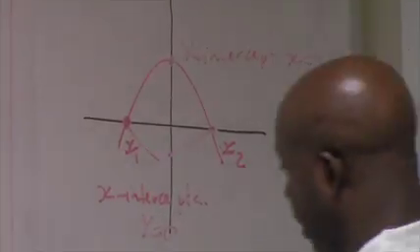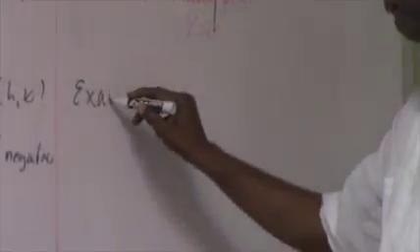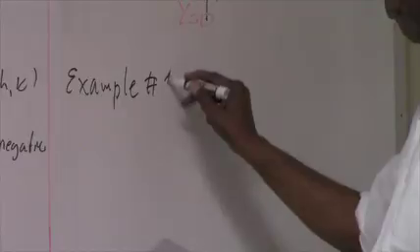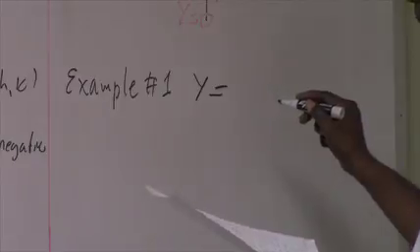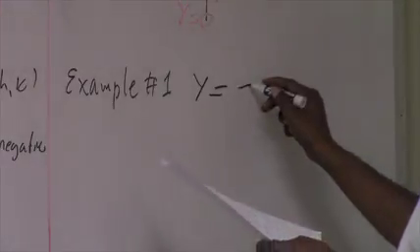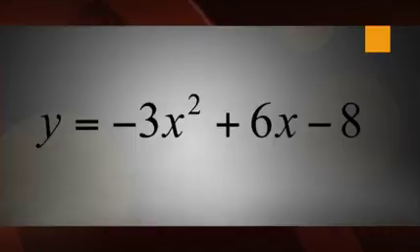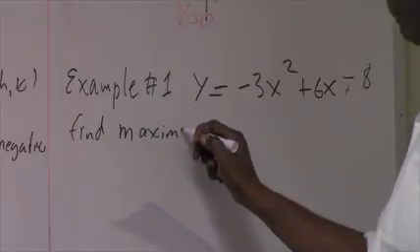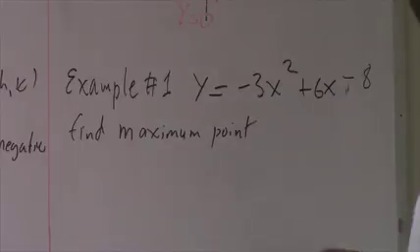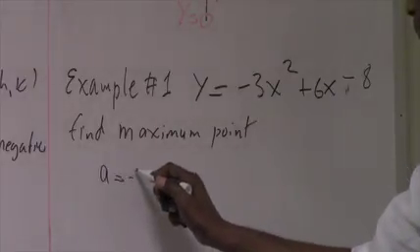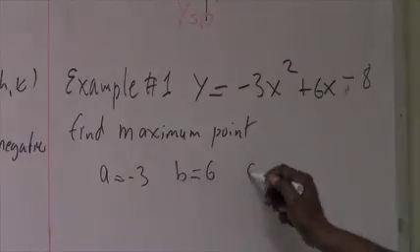Let's do example number 1. We have the equation y equals negative 3x squared plus 6x minus 8, and we want to find the maximum point. The maximum point is the vertex, so by rule, to find the x coordinate of the vertex, we know that a is negative 3, b is 6, c is negative 8.